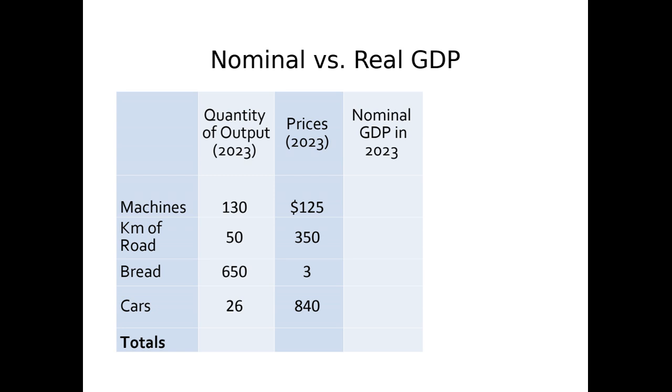So if you multiply these two numbers, 130 by 125, then 50 by 350, like this, you can calculate nominal GDP in 2023. In this slide, you can see I just multiplied 130 and 125, and I get 16,250. Similarly, 17,500, 1,950, 21,840. These are the values for all 4 products. When I add all these values, I get 57,540. So this is the nominal GDP of this country using the same year price, that is the prevailing price of the same year, 2023.